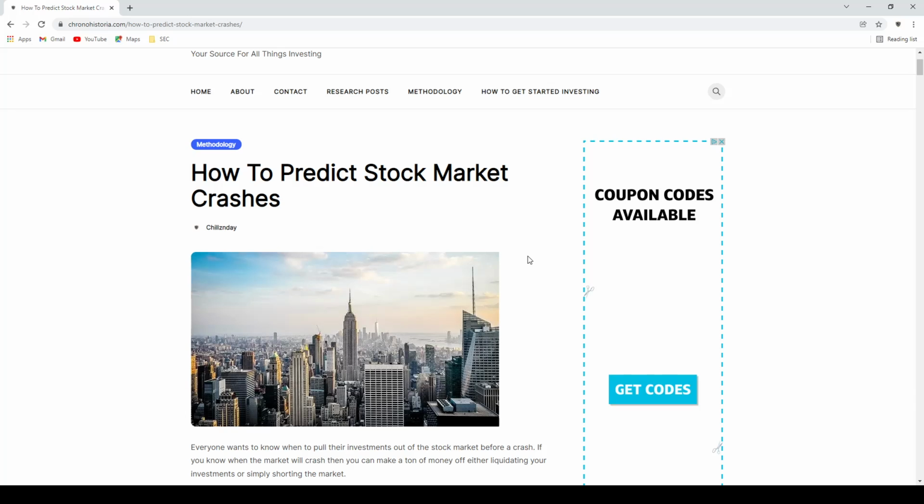I'm going to try to make this as fast as possible, but be aware that the point of this article is to present a methodology for you that you can use in your own portfolio. So as such, it's more academic in nature, but I'm going to summarize it as quickly as possible.